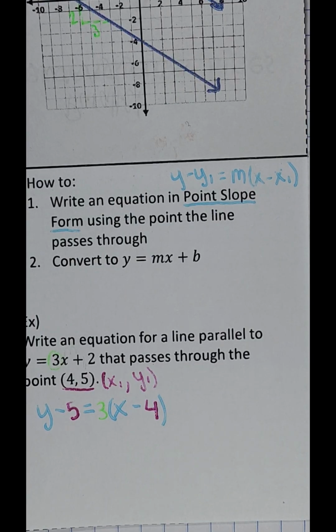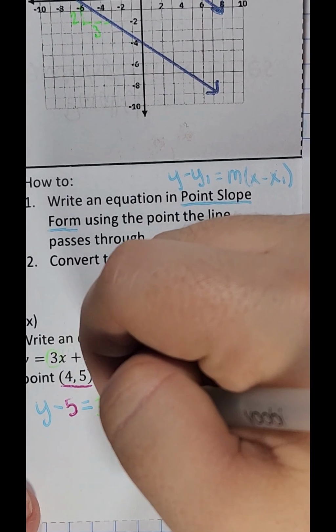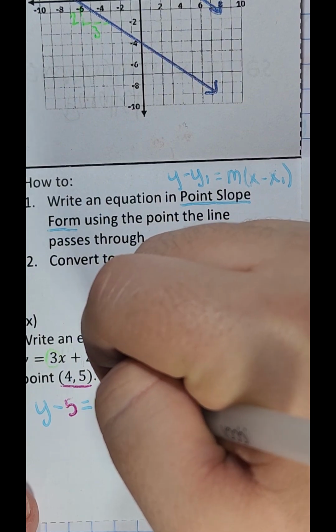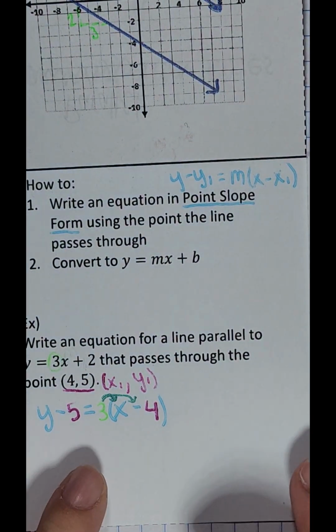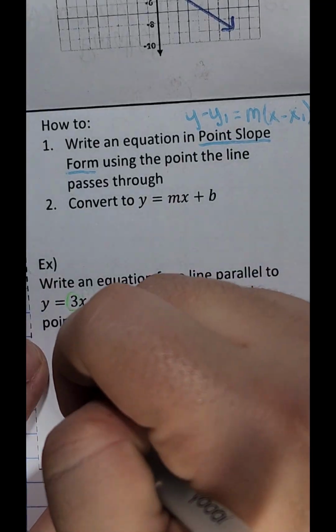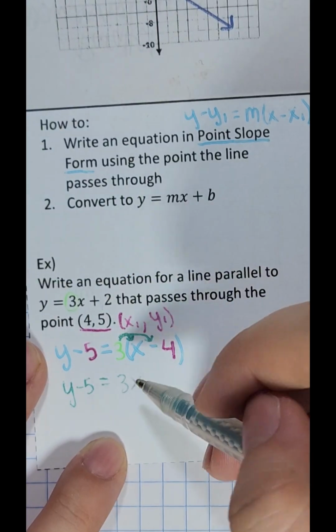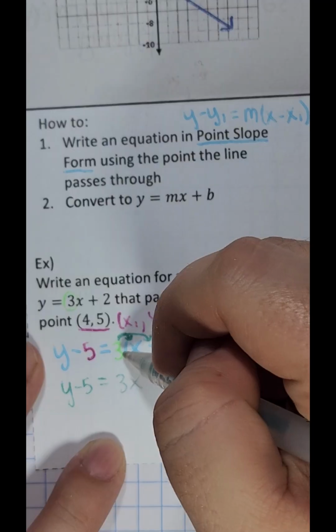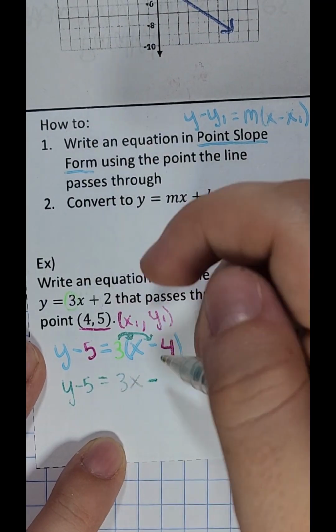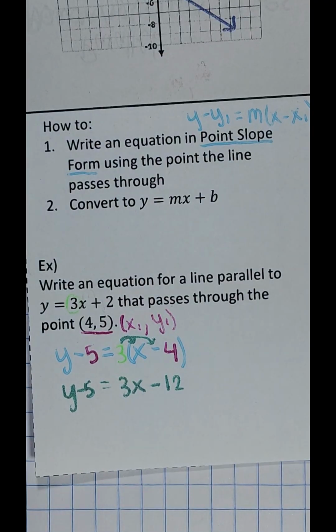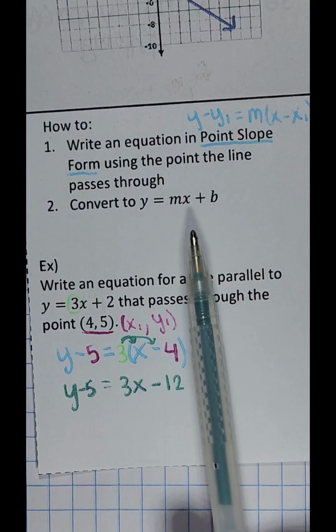Now that we have our setup for the equation, we are going to go ahead and find our equation by converting to slope-intercept form. First thing we need to do is distribute this 3 across both pieces here. So we have y minus 5 is equal to 3x, because 3 times x is 3x, and then 3 times -4 gives us -12.